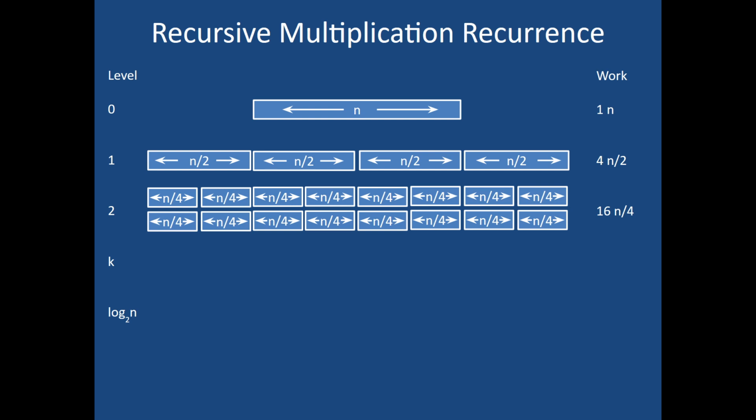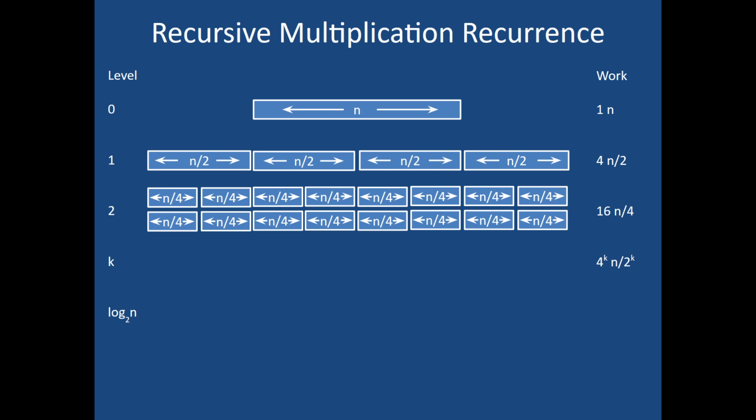What about the kth level? Let's see, we went from 1 to 4 to 16, and we went from n divided by 1 to n divided by 2 to n divided by 4. So what should level k be? What's the coefficient? Looks like the powers of 4 here. Yeah? 4 to the k times n divided by 2 to the k. Okay? Then we get down to the base case.